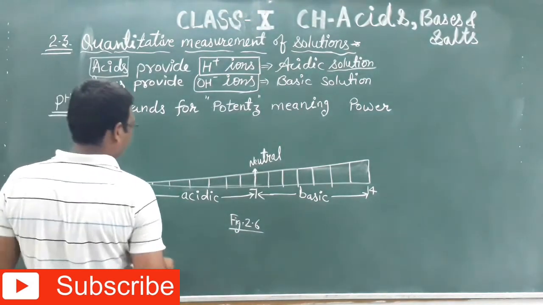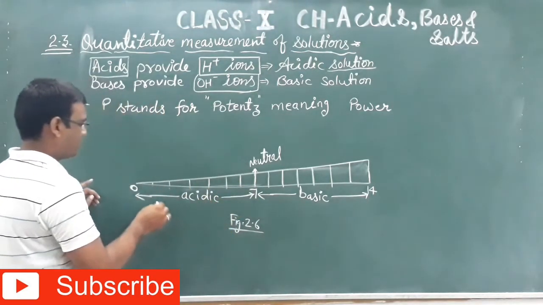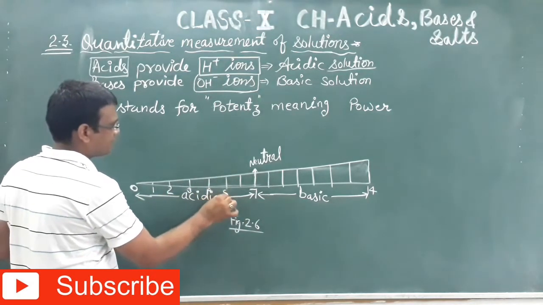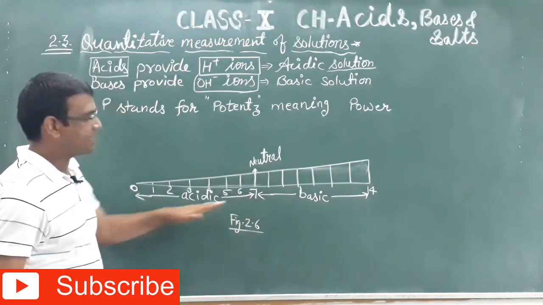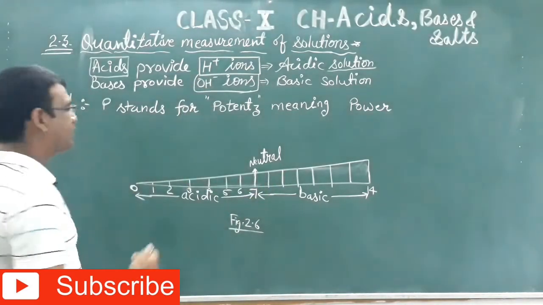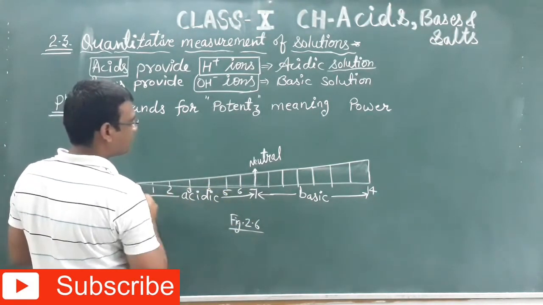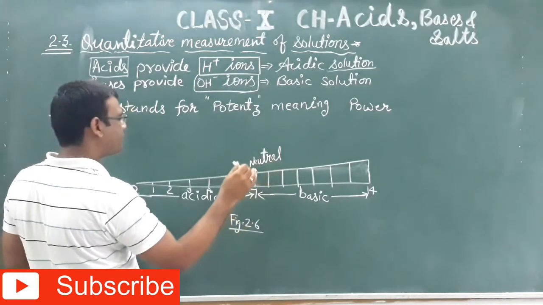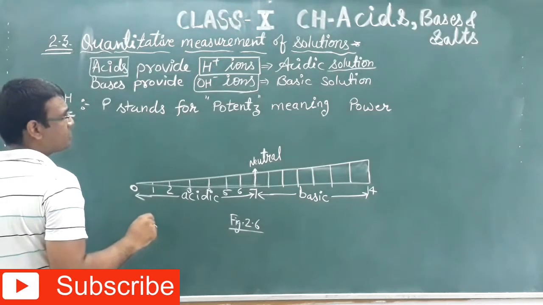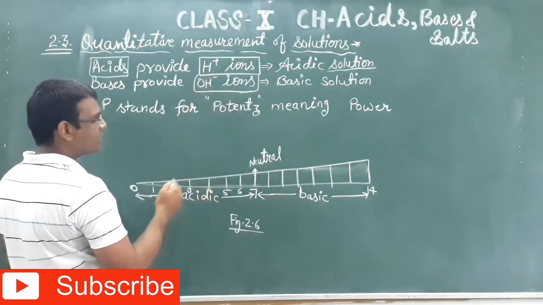Now in this diagram, when we are moving from this to this, we say that pH is increasing. If pH is increasing, then hydrogen ion concentration is decreasing. So if we are moving from 0 to 7 in this side, then pH is increasing, but the concentration, meaning the quantity, of H plus ion is decreasing.